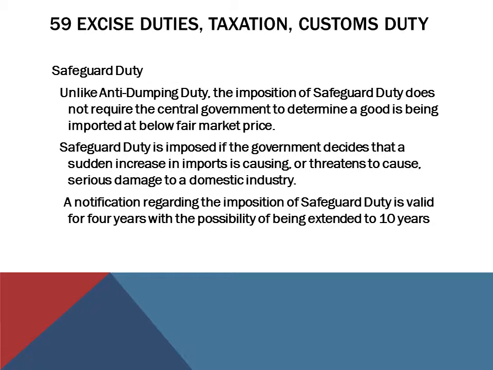Safeguard duty. Unlike anti-dumping duty, the imposition of safeguard duty does not require the central government to determine a good is being imported at below fair market price. Safeguard duty is imposed if the government decides that a sudden increase in imports is causing or threatens to cause serious damage to a domestic industry. A notification regarding the imposition of safeguard duty is valid for 4 years with the possibility of being extended to 10 years.